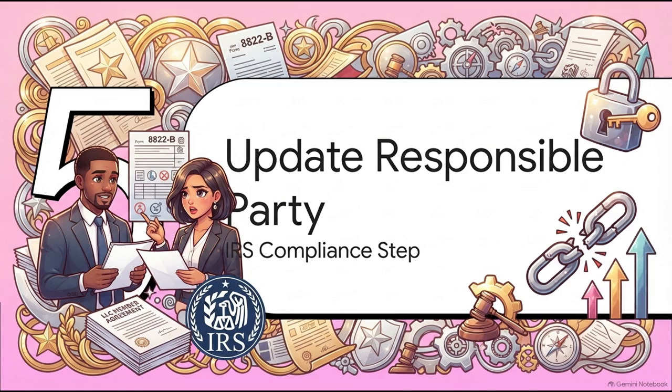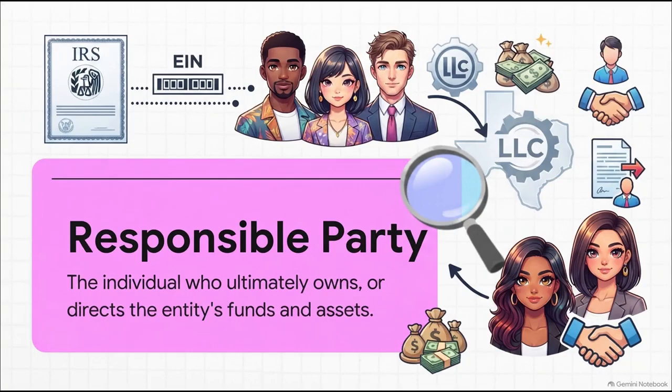Section 5. Updating the responsible party. Let's move to a critical requirement that is shockingly easy to overlook, but can cause major issues if ignored. You see, every EIN issued by the IRS is securely attached to what they call a responsible party. The IRS defines this responsible party as the individual who ultimately owns, controls, or directs the entity's funds and assets. Basically, they are the person the IRS holds accountable for the LLC's tax obligations.